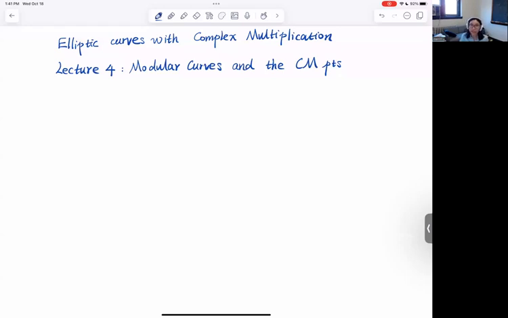Pause on elliptic curves with complex multiplication. Today we will be discussing modular curves and the CM points on modular curves. So let's first recall what we have discussed so far in our previous three lectures.